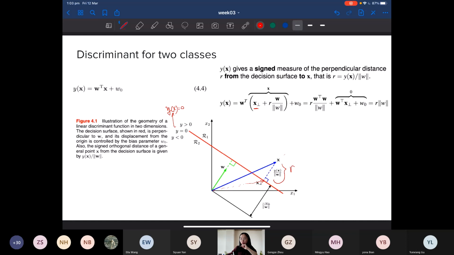So we expand this expression and make use of the fact that the inner product of w and x perpendicular should be 0 because of what we just covered on the last page, plus including the bias term. Then we're just left with one term. Basically, it says x equals x perpendicular plus r times w over norm of w, and r is essentially y of x normalized by the norm of w. If we mandate that w is, say, unit norm, then y of x gives a signed distance between x and the decision hyperplane. All right.